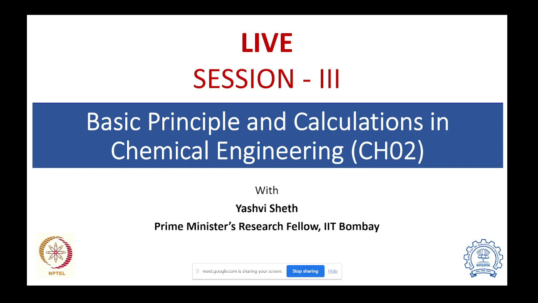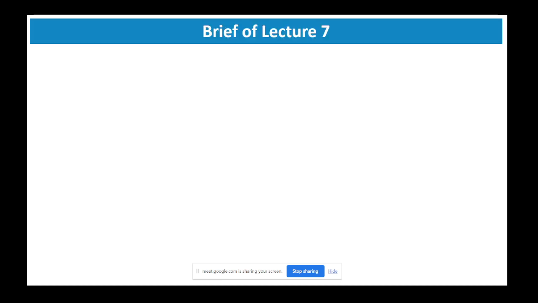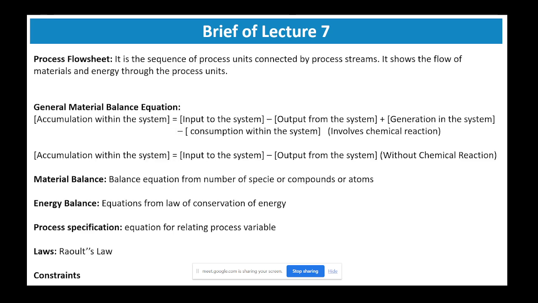Firstly, I will start with a brief of the lectures that were taught in the third week by Professor. Starting with the brief of lecture 7. In lecture 7, the lecture started with what a flow sheet or process flow sheet means. A process flow sheet is the sequence of process units connected by process streams.